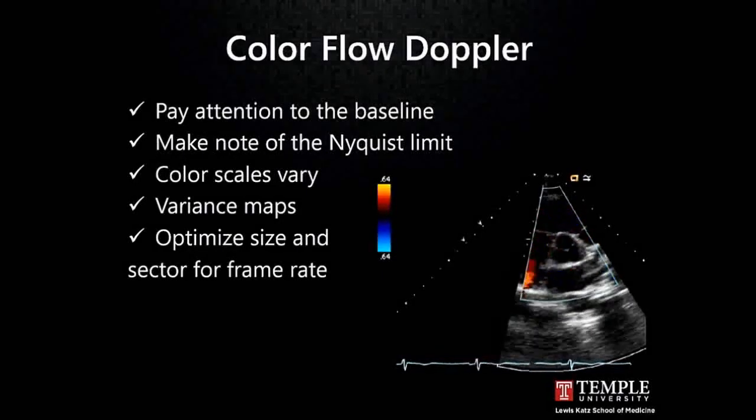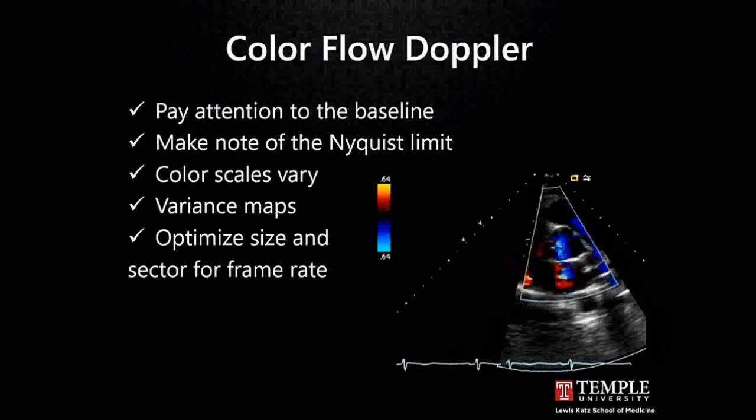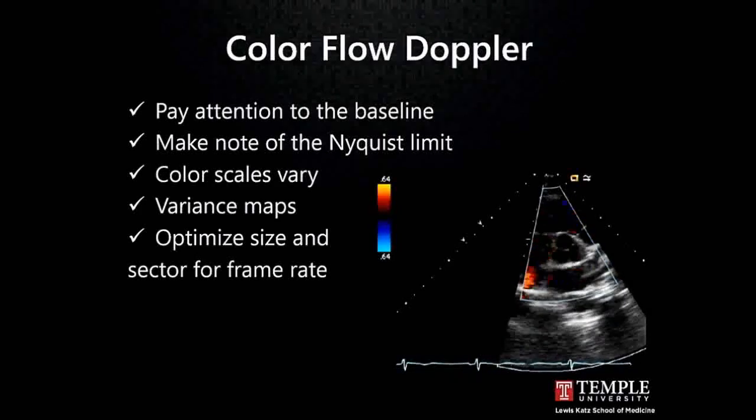And when you look at color flow Doppler, whether you're taking the ASE exam or a vascular exam, you've got to pay attention to the baseline. So where's the baseline? It's that black bar in the center of the color map. You've got to make note of the Nyquist limit. In this case, 0.66. And you've got to note if that's varied, or if it's too high or too low.